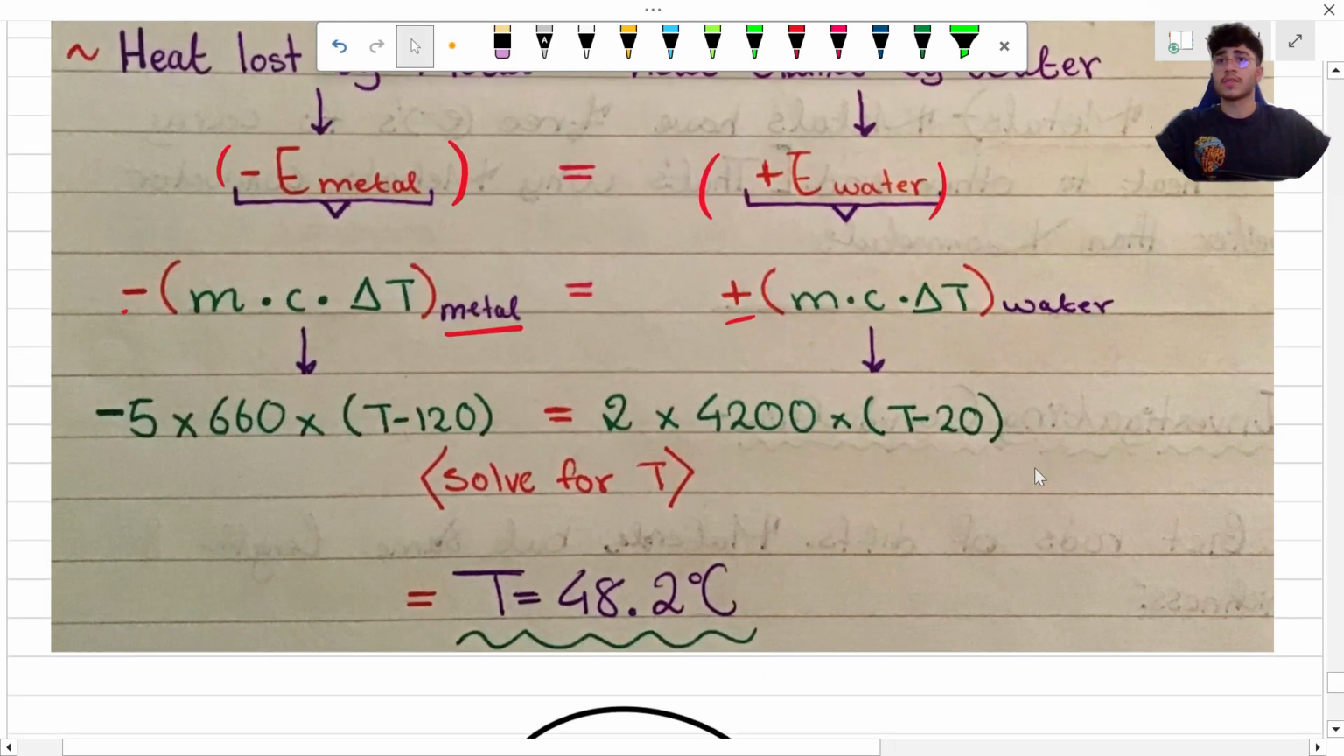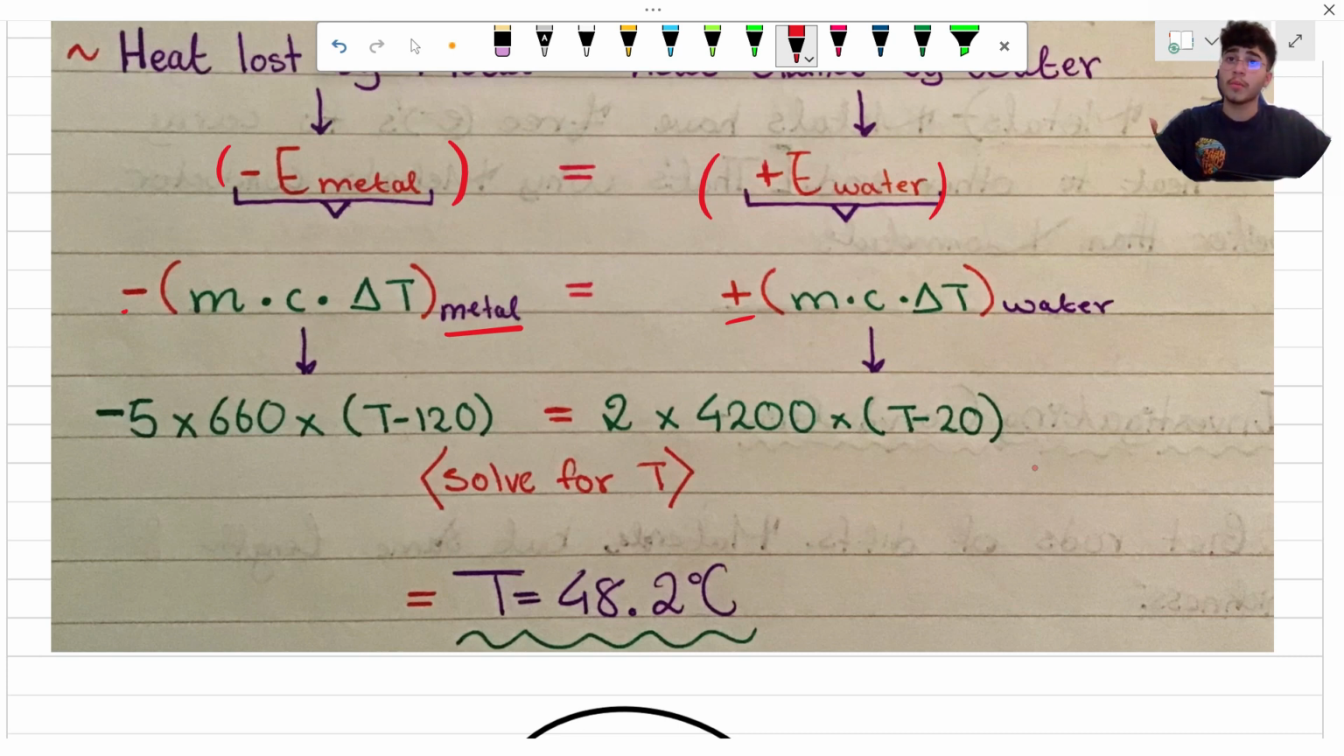Now substitute the given values. We know mass is 5, C is 660, and we don't know the final, but we know the initial, 120. Here again, mass 2, C 4200. We don't know the final, but we know the initial, 20. So substitute all the values and distribute positive inside here, distribute negative inside here. And now just solve for T. Isolate T, use linear equation methods, and solve for T. You're going to find that T is 48.2 degrees Celsius.